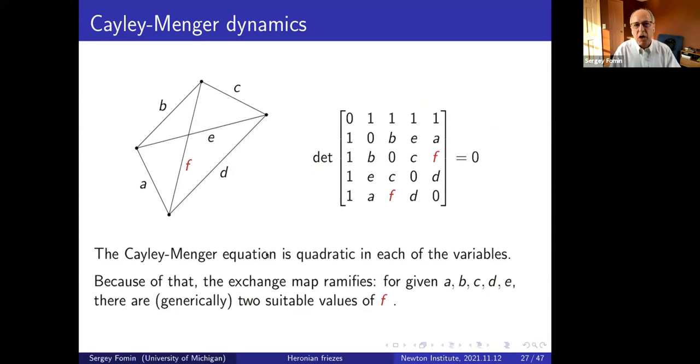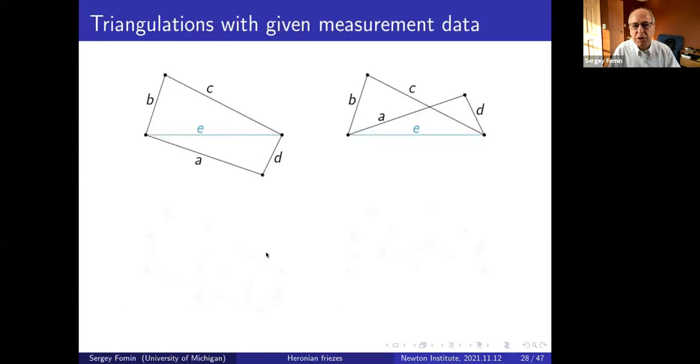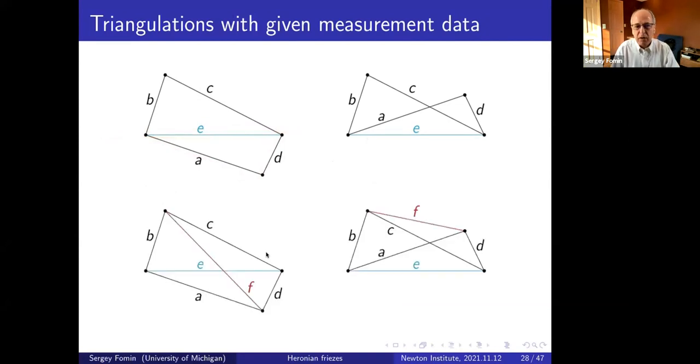And well, this phenomenon has a very simple geometric explanation. When you fix A, B, C, D, E, there are actually 2 pictures that you can draw, right? You can flip this triangle over this edge E, bottom up. And then you have this picture on the right. And of course, the values of F are different in the first picture and in the second. These are the two roots of the Cayley-Menger equation, okay? So how do we know which of the two roots to take?